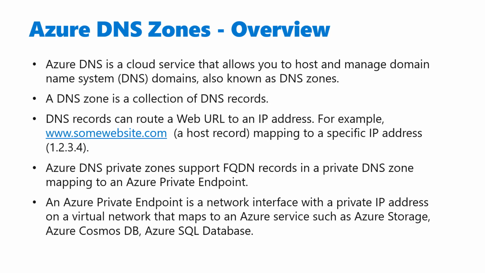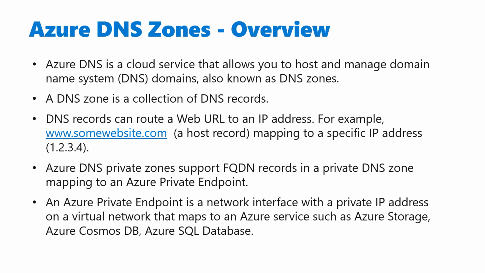Azure DNS private zone supports FQDN records, where FQDN means fully qualified domain name, in a private DNS zone mapping. You'll understand more about this. This is related to Azure Private Endpoint. Now, what is Azure Private Endpoint? An Azure Private Endpoint is a network interface. It's an interface within the network which has a private IP address, and that private IP address is part of a subnet in a VNet that can be assigned or mapped to any of the supported Azure services, like storage account, database, web application, and so on.